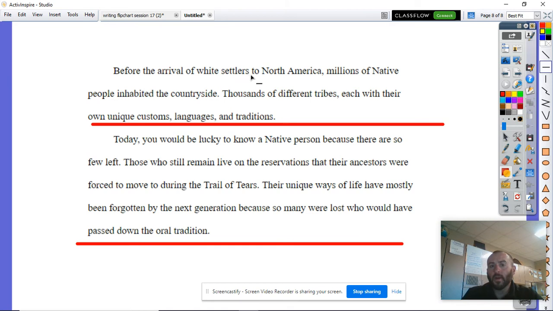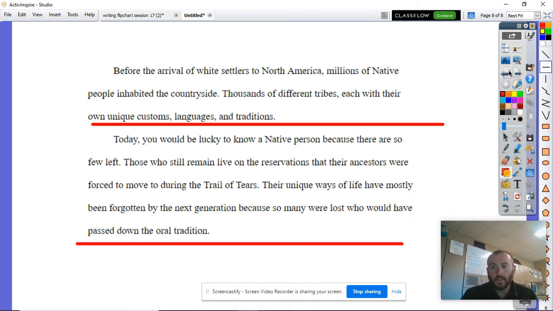So before the arrival of white settlers to North America, millions of native people inhabited the countryside. Thousands of different tribes, each with their own unique customs, languages, and traditions. So that was then. Here's now. So today, you would be lucky to know a native person because there are so few left. Those who still remain live on the reservations that their ancestors were forced to move to during the Trail of Tears. Their unique ways of life have mostly been forgotten by the next generation because so many were lost who would have passed down the oral tradition.